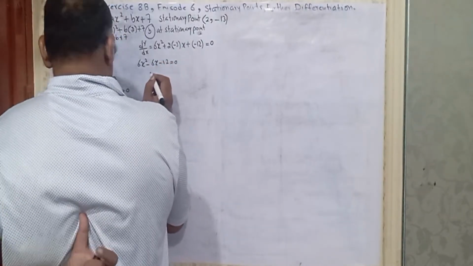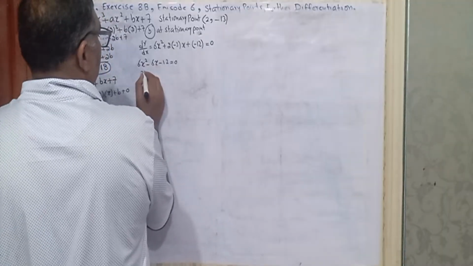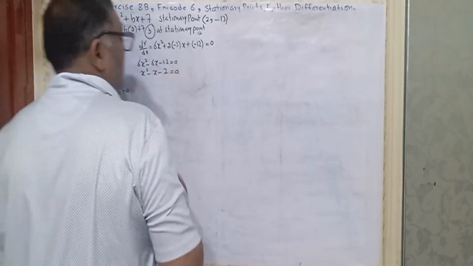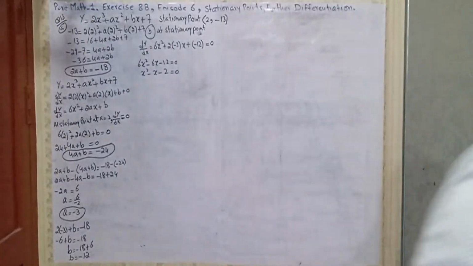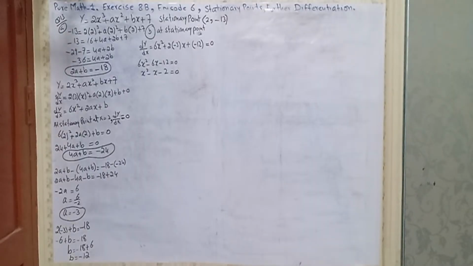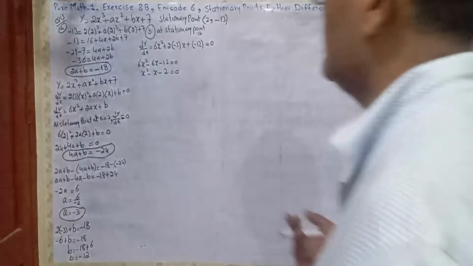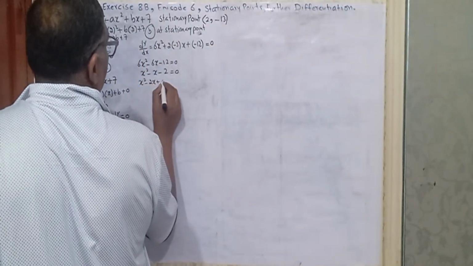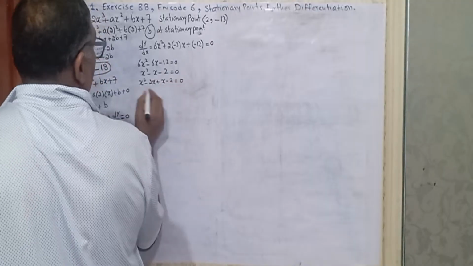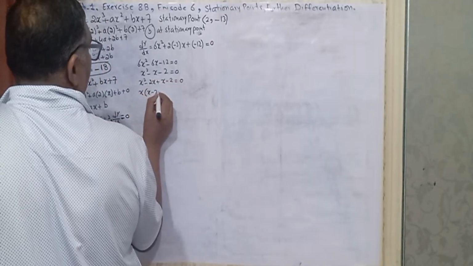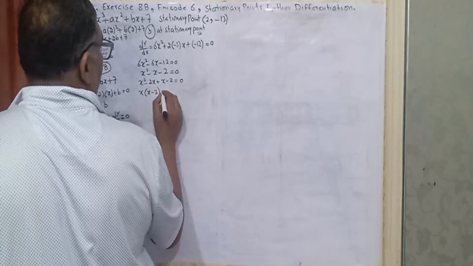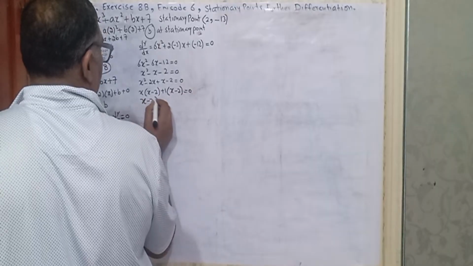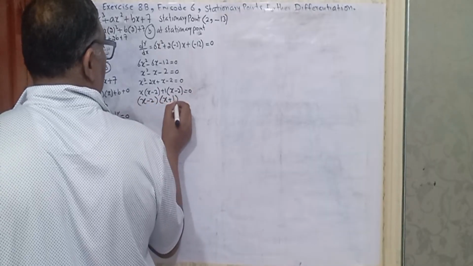Okay, so then divide everything by 6. So you get x squared minus x minus 2 equals 0. Now I can do the middle term breaking here very easily. So this is x squared minus 2x plus x minus 2 equals 0. So I can take x common: x minus 2, and I can take plus 1 common, so it will be x minus 2 equals 0. So this is (x minus 2) into (x plus 1) equals 0.